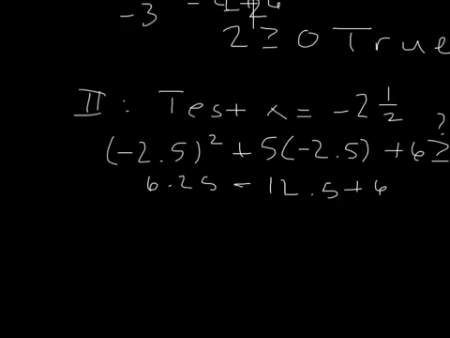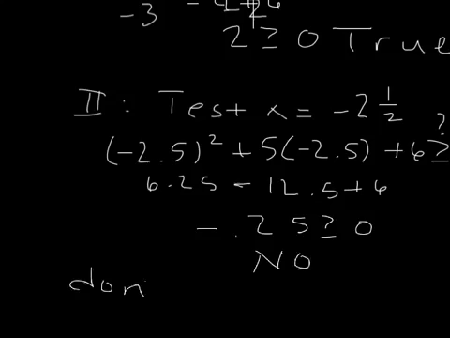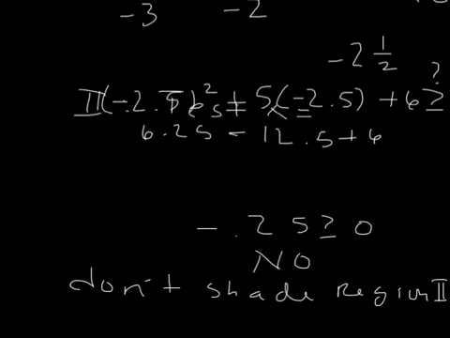Okay, then what do we have? 6.25 minus 12.5 plus 6. And that's a -0.25 is greater than or equal to 0. And that's not true. So what that means is don't shade region 2.